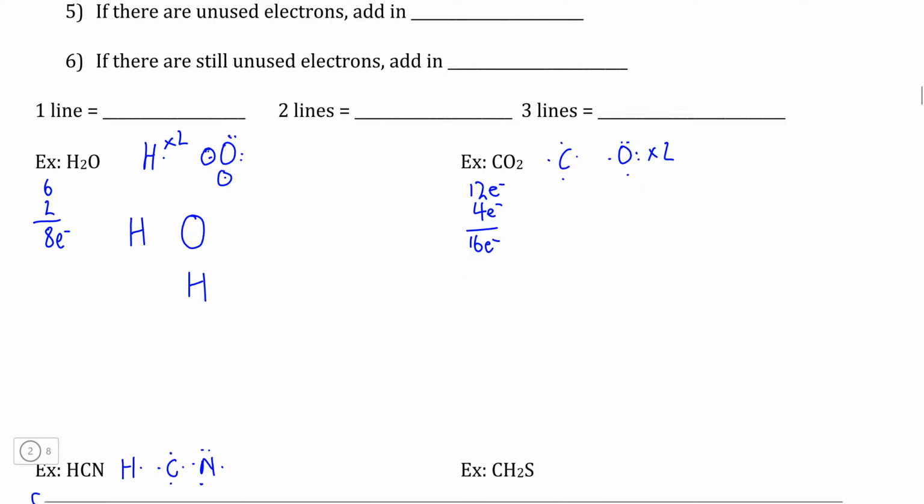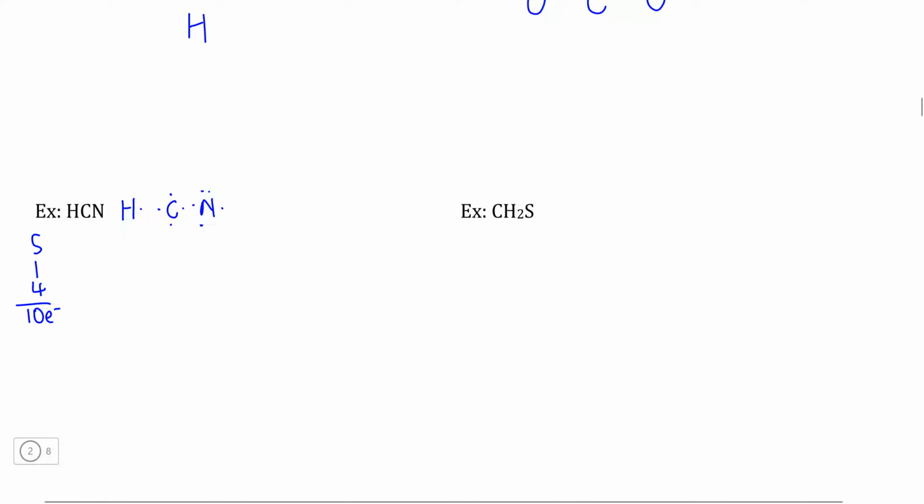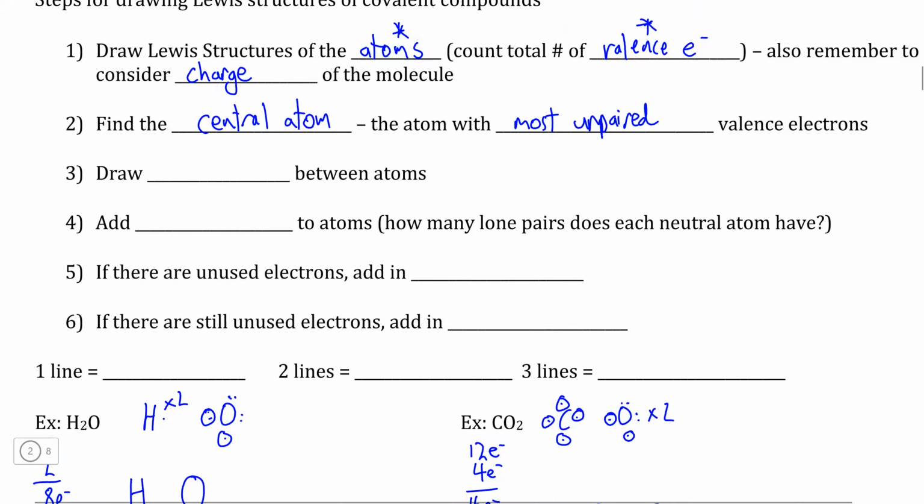Carbon, we can see, has 4 unpaired electrons, whereas oxygen only has 2, so we can position carbon here with the 2 oxygens opposite to it. And with HCN, it's actually quite close because carbon has 4, but nitrogen only has 3, so therefore carbon is going to be our central atom with nitrogen and hydrogen off to the side like this.